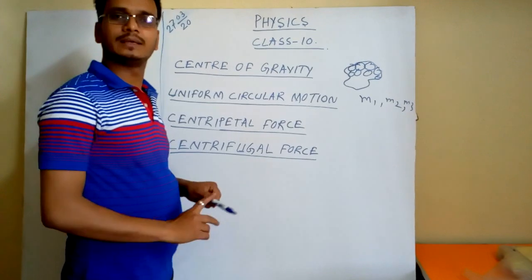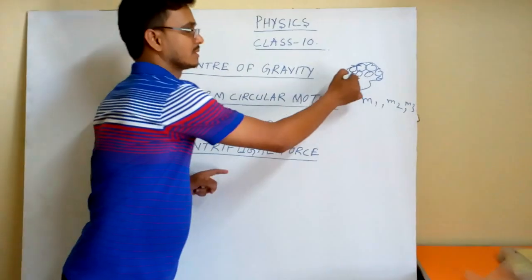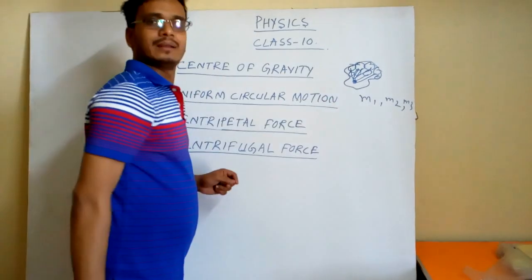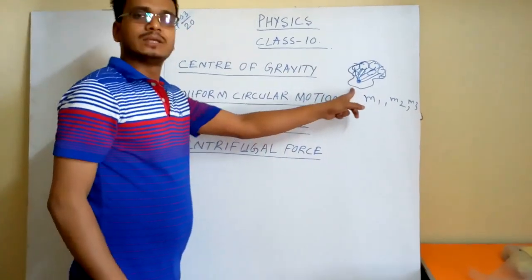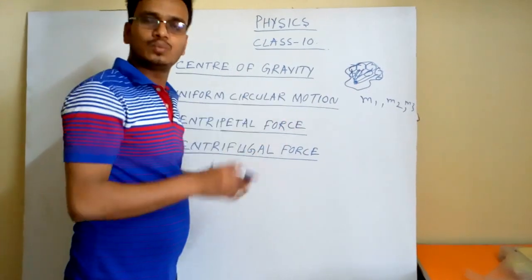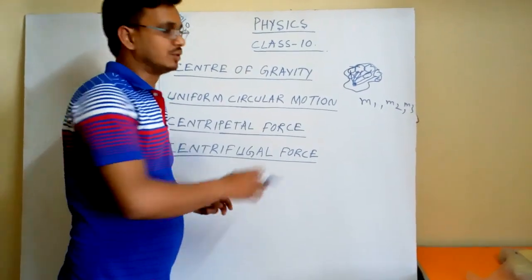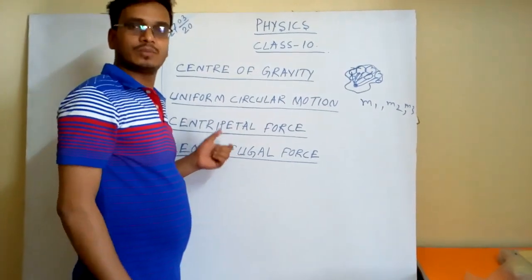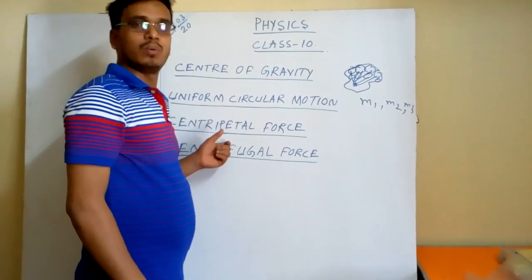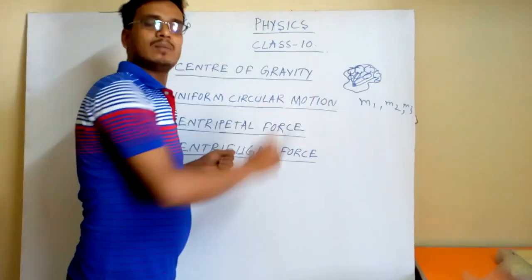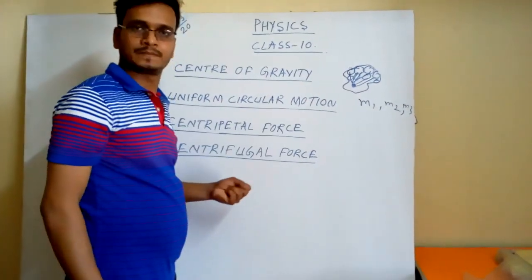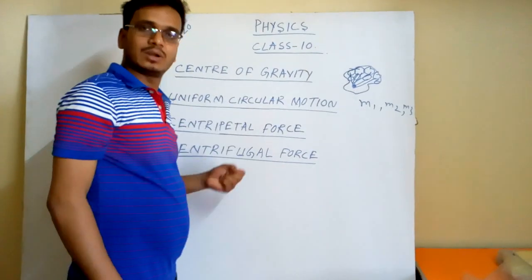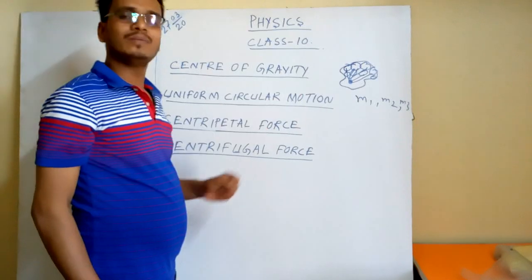So what does it indicate? It indicates that all the masses of the object gather at a point, and that point is the total mass assumed to be gathered at that point. So this point is known as the center of gravity. So what did I say, the center of gravity? Center of gravity means when the total mass of the object is gathered together, then this point or the mass of that particular point is known as the center of gravity.